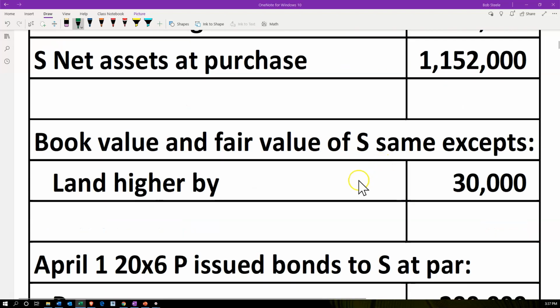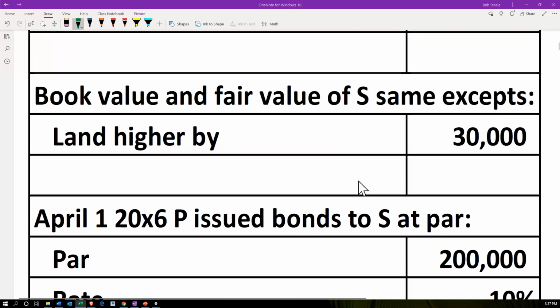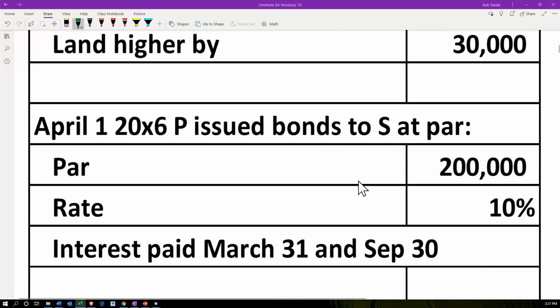$1,152,000. Book value and fair value of S are the same except for, in other words, if we took a look at the accounts for S, the subsidiary, at the point in time that the purchase took place, the book value and the fair value are going to be the same except for land, which had a higher fair value of $30,000, causing a differential that we'll have to be dealing with. Luckily, however, there's no depreciation related to the land, so we won't have to be dealing with that.